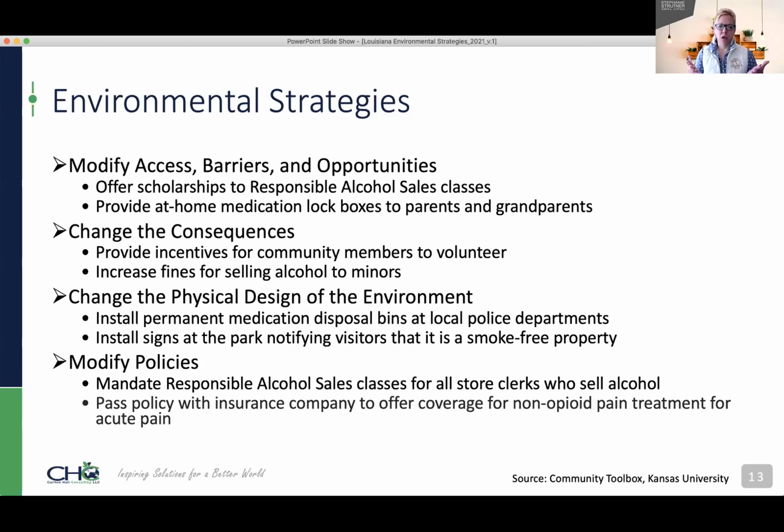Modifying policy, of course, is a great way for us to reach a large number of people in our community by, let's say, mandating responsible alcohol sales classes for store clerks who sell alcohol, or passing a policy with an insurance carrier to offer coverage for non-opioid pain treatments for acute pain in lieu of opioids. So these are just some examples of environmental strategies, but the real takeaway here is we're working on strategies that affect that collective environment, not just the individual, but really many, many people, and in some cases, all people within our target population.